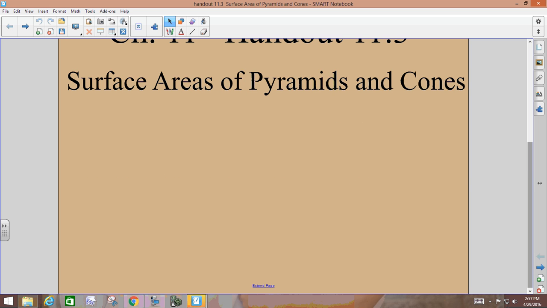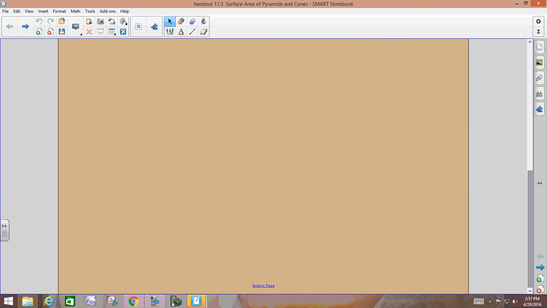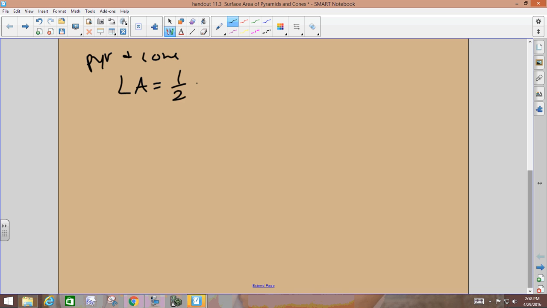A pyramid has 1 base and a cone has 1 base. Pyramids have polygon bases, so like squares, rectangles, triangles, pentagons, anything without curves. Cones have circle bases, but since they have the same number of bases, we use the same formula. So lateral area of a pyramid and cone is 1/2 perimeter times slant height. Surface area for pyramids and cones is lateral area plus how many bases?